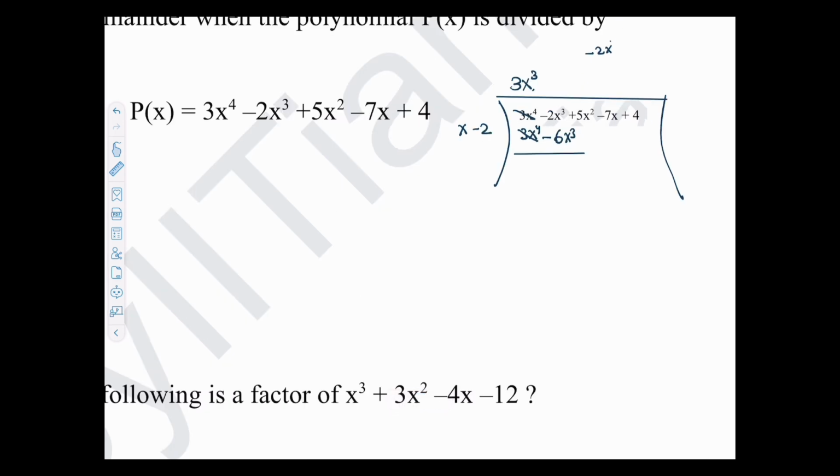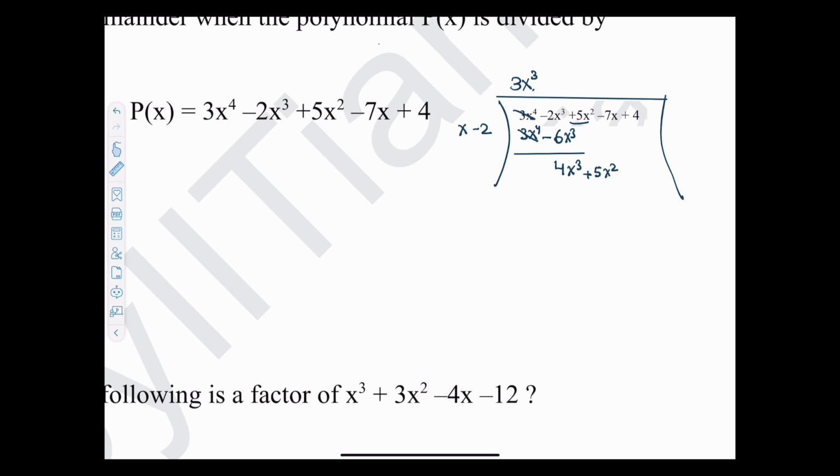So it's minus 2x cubed minus 6x cubed. It gives us minus 2x cubed plus 6x cubed, which is 4x cubed. So we can write 4x cubed over here, and I can bring this term down. So it's 5x squared now.